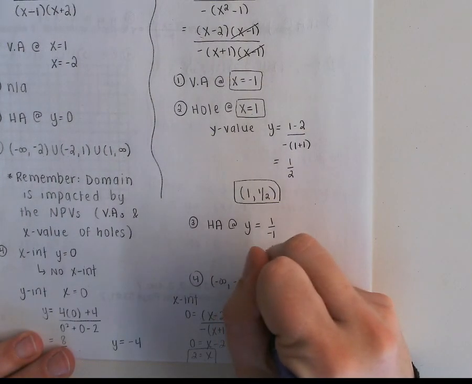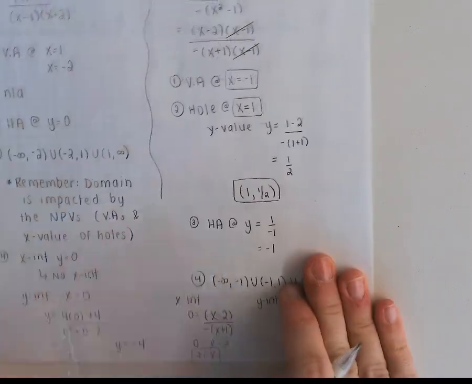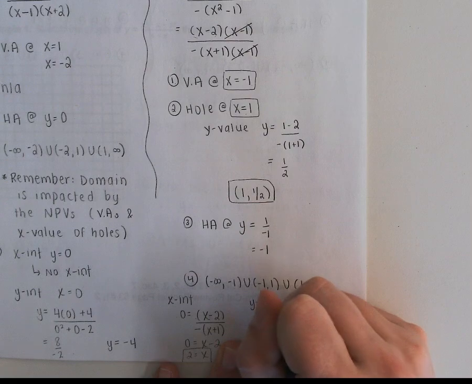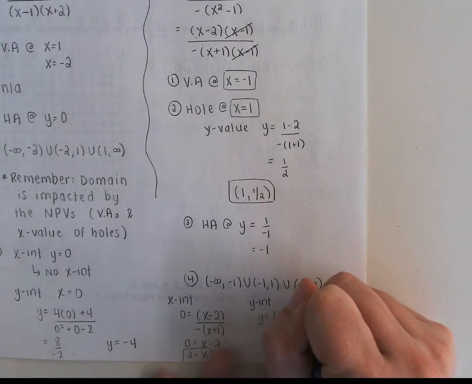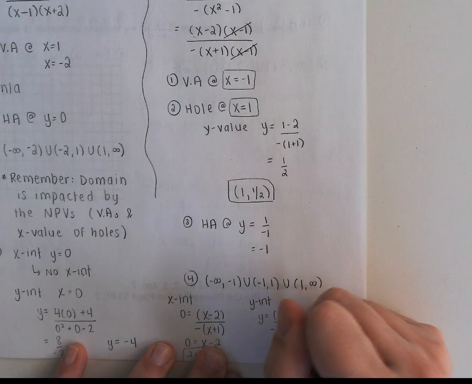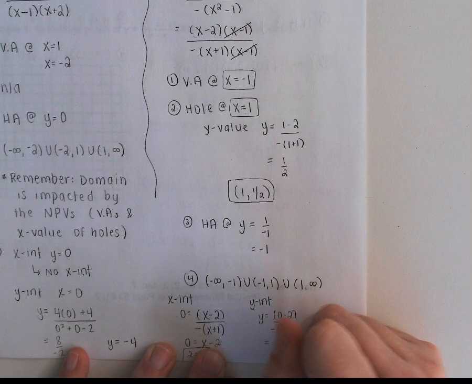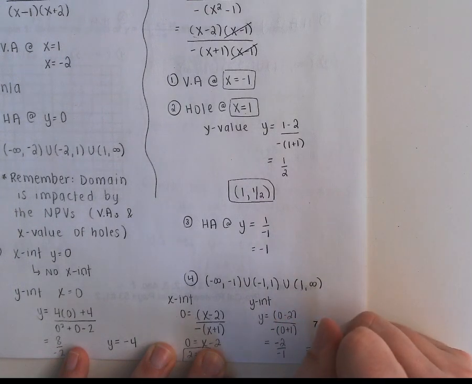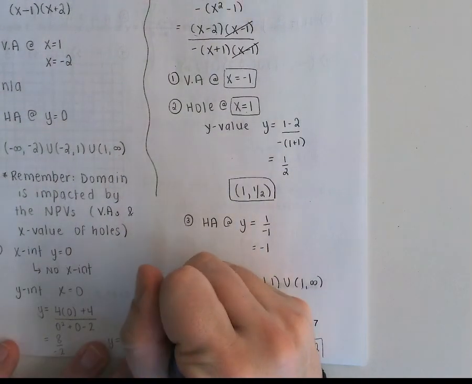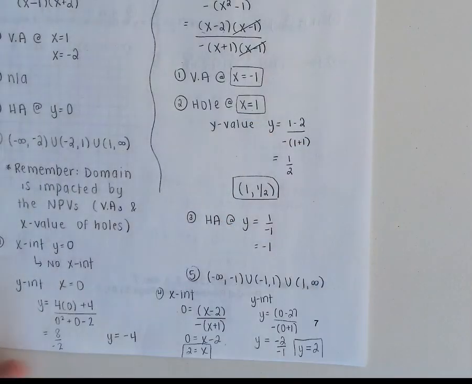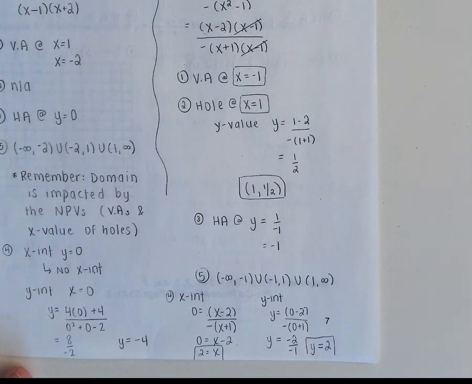And for my y-intercept, I'm just going to plug in x equals 0. So 0 minus 2 over negative 0 plus 1. And here, again, I get negative 2 over negative 1. So my y-intercept is at y equals 2. Okay, so that's the fourth step, and my domain was technically the fifth step. Okay, so those basics of finding your x and y intercepts remain the same.